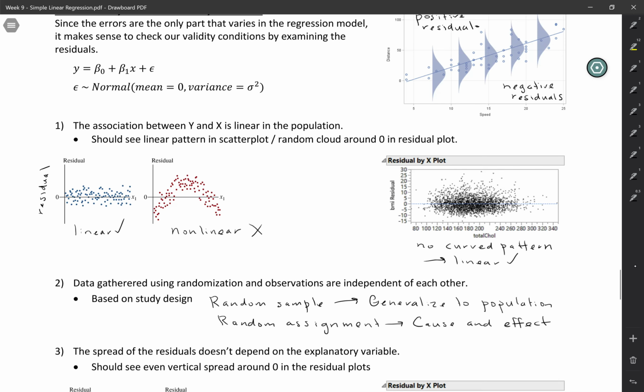So when we're dealing with regression, I would say it's more common that we have random samples, that our goal is to generalize to the population. Of course, there's some crossover, but a lot of times we're dealing with observational studies here.